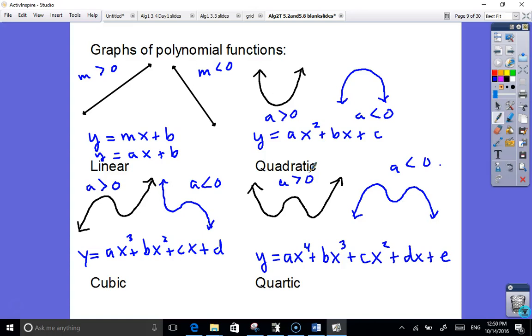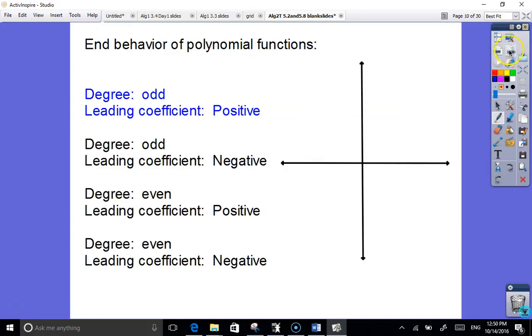So there's only two things that determine the end behavior of these things. And that is: is the degree odd or even? Is the leading coefficient positive or negative? If that's all you know, then you can determine the basic orientation. Where does it start? Where does it finish? Okay, so if the degree is odd and the leading coefficient is positive, then we would expect that it does something like this.